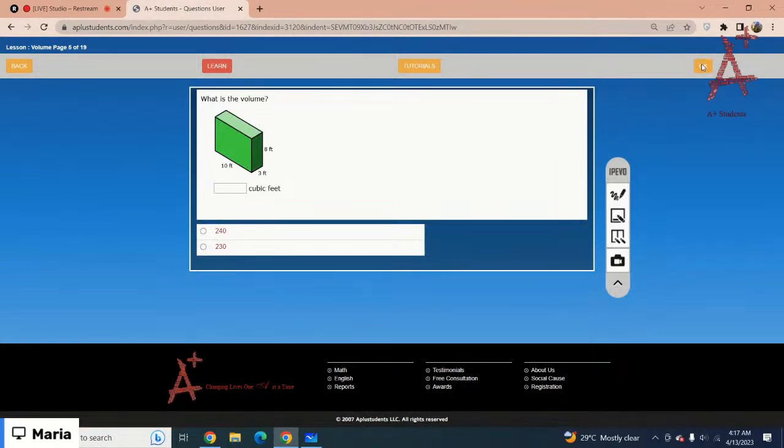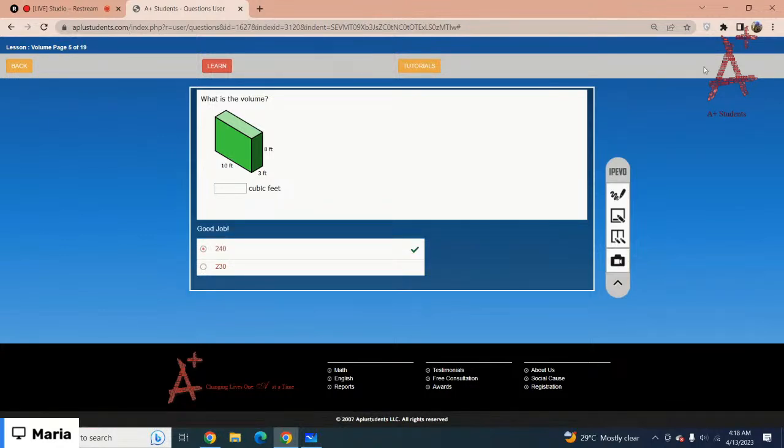Okay, what is the volume? So you have to calculate the volume of the rectangular prism. So it would be length times width times height. Got it? The volume of the rectangular prism is, yes, length times width times height. So 8 times 3 is 24 and 24 times 10 is 240. Got it?